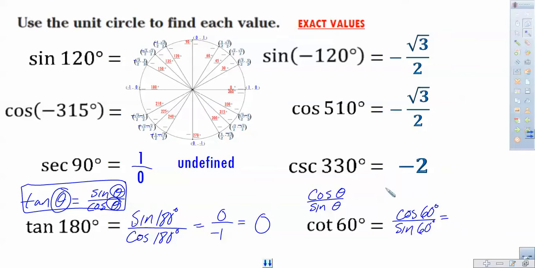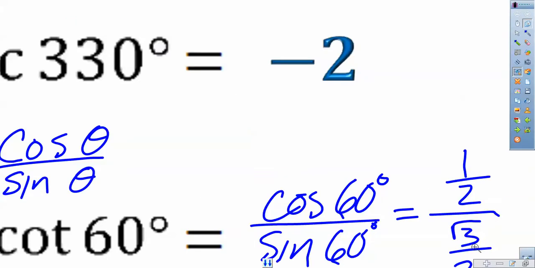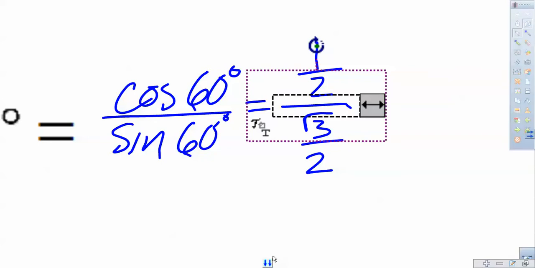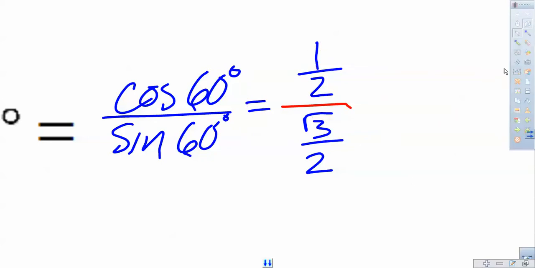What was the cosine of 60? The x-coordinate there is 1/2. And then the sine is square root 3 over 2. Yuck, yuck, and more yuck. What do we do here? Well, we have one fraction bar right there, that's the big one. So we're taking these two and dividing them. Let's write this a little bit differently, let's write it out horizontally. We're really looking at 1/2 divided by the square root 3 over 2.